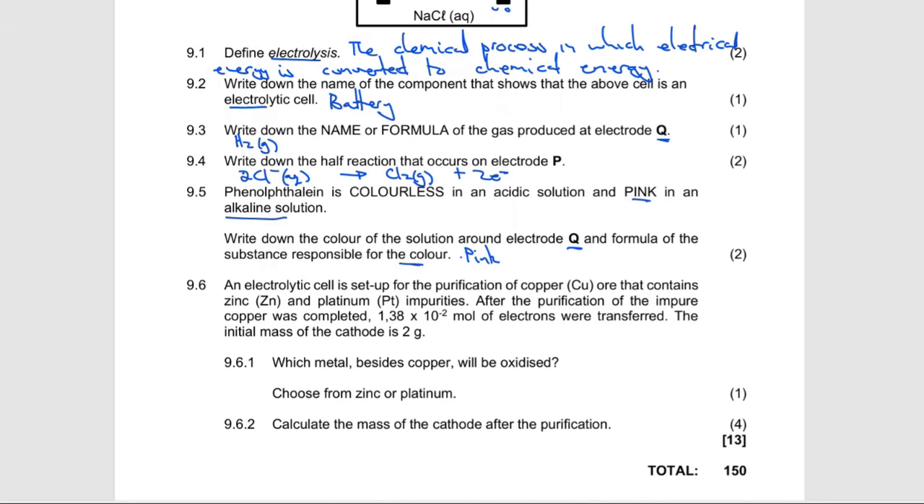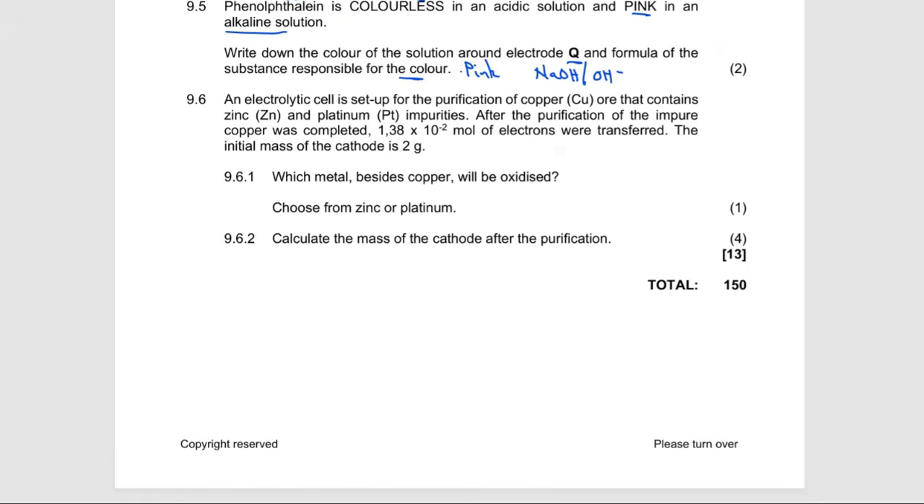Then after that, our reason behind there is because we have hydroxide ions that emanate from what? From sodium hydroxide, right? So I'm going to say OH negative there, right? So that's the reason why we're having our color as being pink there. Then 9.6 is there. An electrolytic cell is set up for the purification of copper that contains zinc and platinum (Pt) impurities.